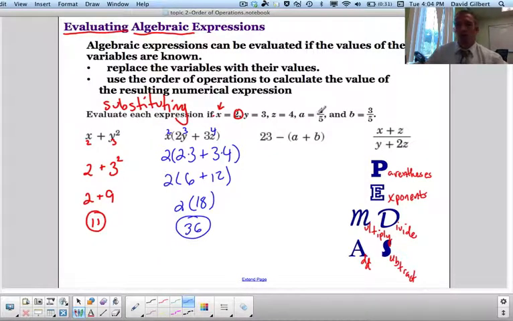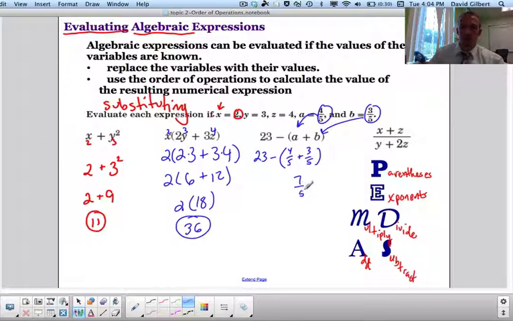Done. Now, these are fractions, but that's okay. Fractions are people too. We can plug those in. So we get 23 minus 4/5, and 4/5 is being added to 3/5. So these are like terms. I can add these. So I have 23 minus 7/5.